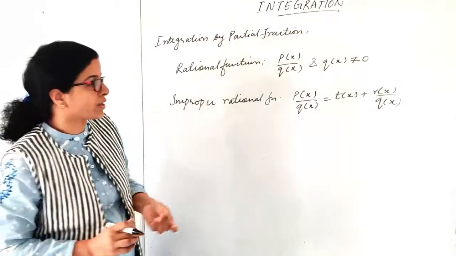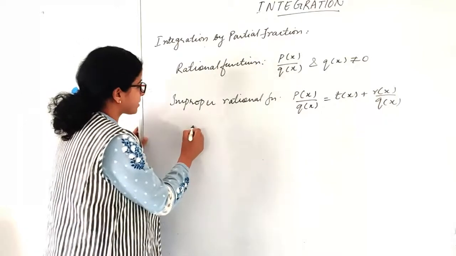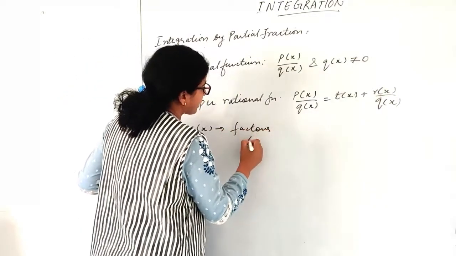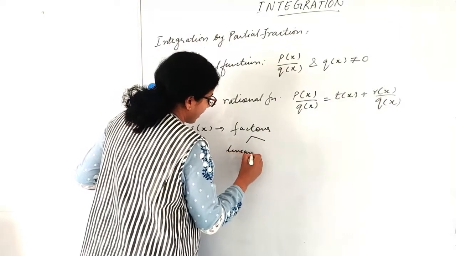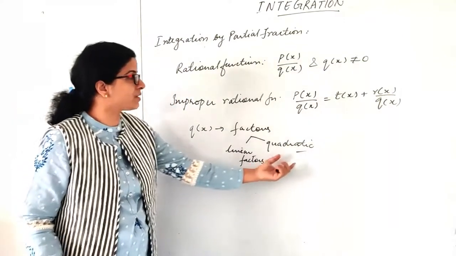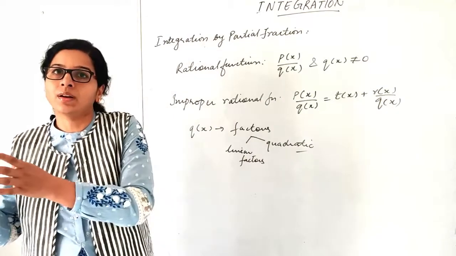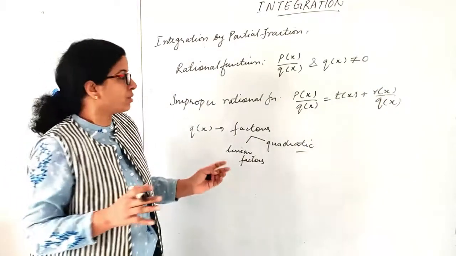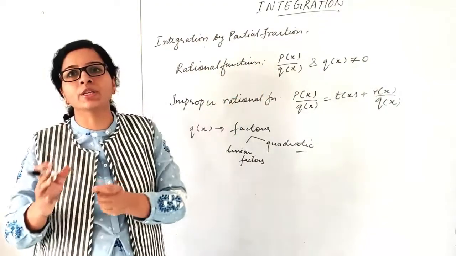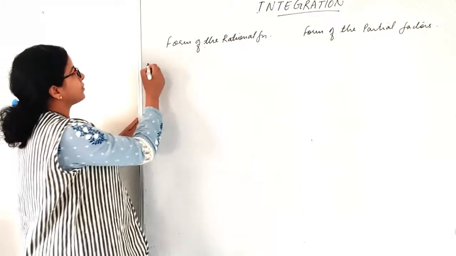What do you mean by partial fraction? So if we can split our denominator, meaning qx, into factors, right? Which factors? It can be linear factors or quadratic factors. So in such cases, we can split our integrand into simple integrals, right? So let us check what type of rational functions can be split into what type of partial fractions. So now let us check the first.